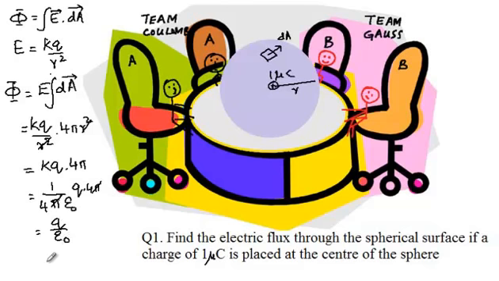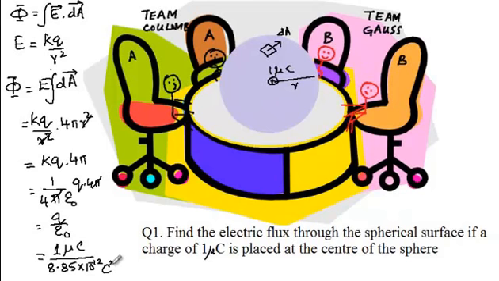naught. And now plugging in the value of q, which is 1 microcoulomb, and epsilon naught is a constant with a value of 8.85 into 10 to the power minus 12, and the units coulomb square per Newton meter square, this gives 0.112 into 10 to the power 6, and that's the flux. So the units are going to be Newton per coulomb times meter square.